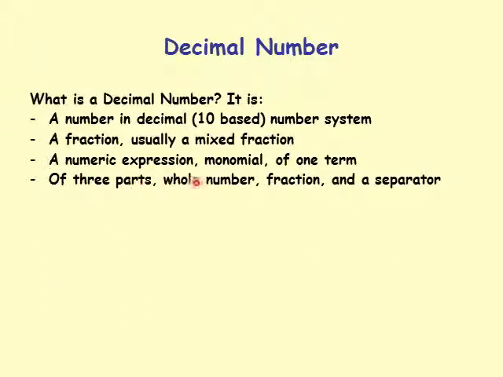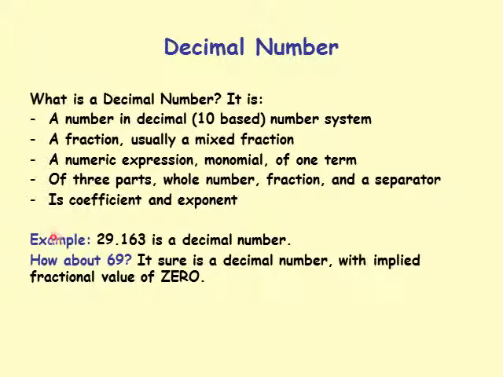It has 3 parts: whole number, fraction, and separator. Separator is the decimal point. Okay? It has a coefficient and exponent. Just like in algebra, we have a coefficient and exponent, which is the power of x. Here, the exponent would be a power of 10.